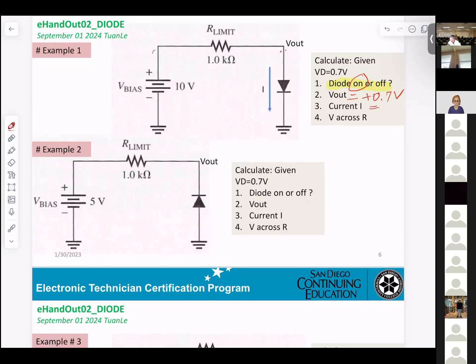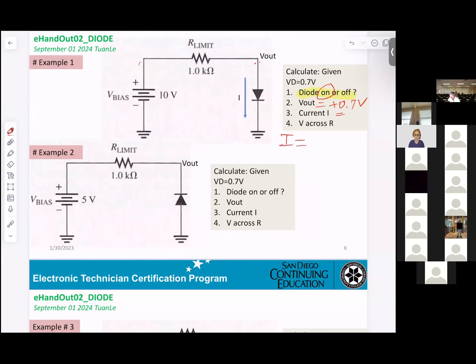How can we get the current I? 10 minus 0.7 divided by 1K. Perfect. Okay. I equals, you know that will be 10 volt, that will be 0.7. So I will be equal to 10 minus 0.7 divided by 1K.